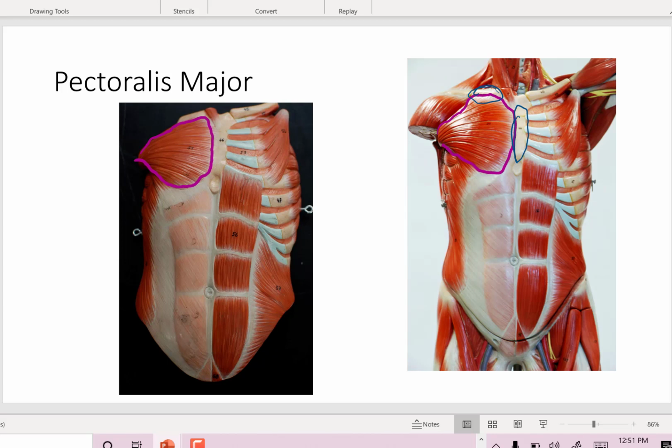So if you look at the picture on the right side, it is showing you deeper muscles, deeper structures. Both of these torso models are showing you the same presentation. Deeper muscles are on the right, and more superficial structures are on the left. And we can see the costal cartilages that are deep to the pectoralis major. Its insertion is on the greater tubercle of the humerus. Its action is to flex, adduct, and medially rotate the arm.